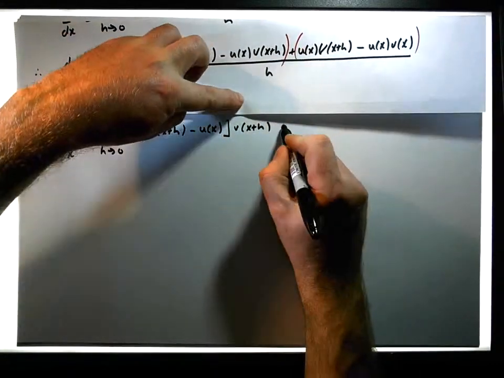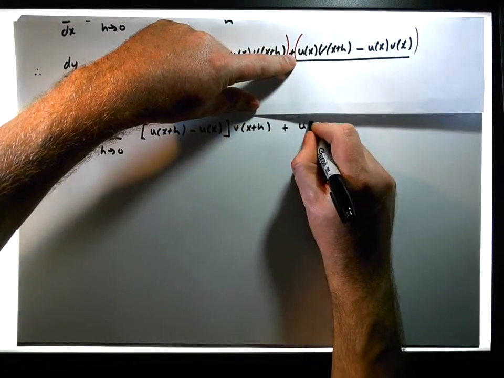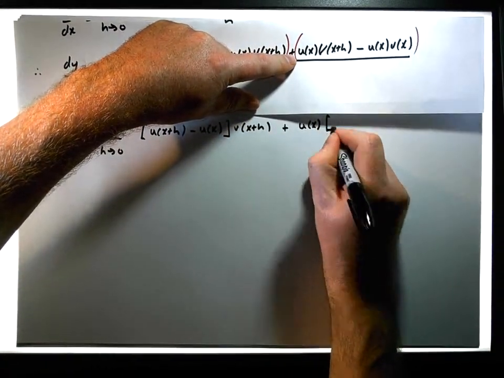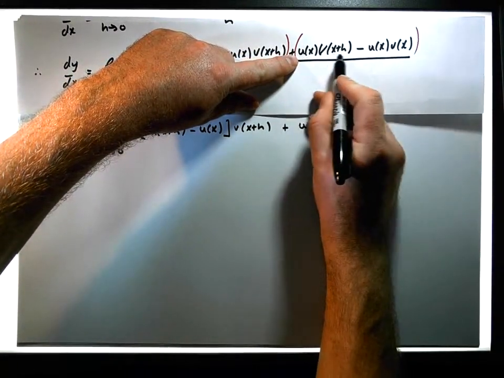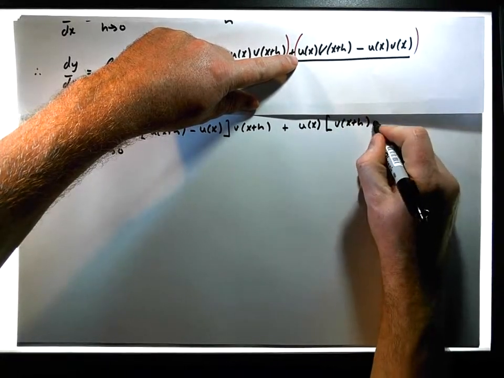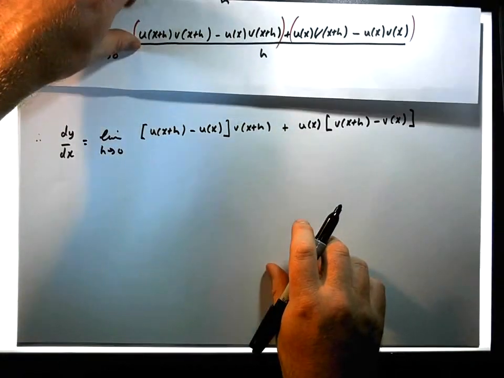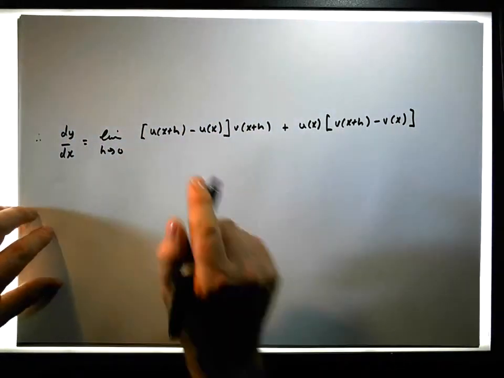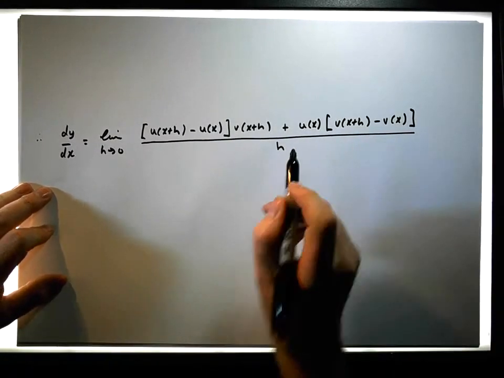And then what we have is plus, and the commonality here is u of x, so we take out the commonality, and what we're left with is v of x plus h minus v of x. You can probably see this coming into shape now. This is all now divided by h. Okay, so this is all divided by h.